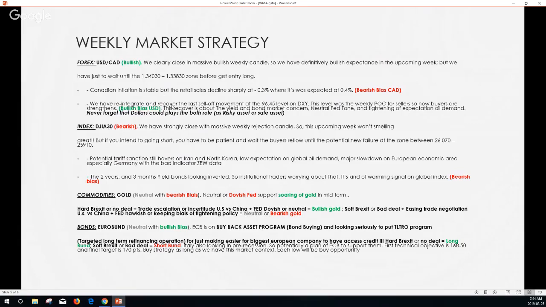Also, we have been reintegrating and recovered the last sell-off movement on the 96.45 points on the DXY, like the blue line that we saw recently. And this level was the weekly POC for sellers. So now the buyers are strengthened, and we do have a bullish bias on the US dollar, based also on the fact that investors want the dollar to play the role of safe asset on the market. So that's why we have this bullish disposition on the dollar index, right?